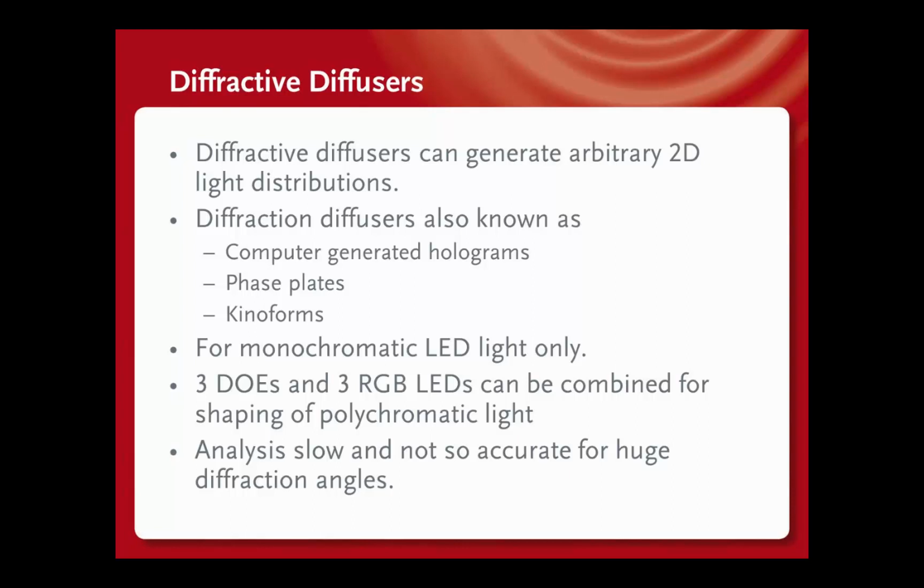Diffractive diffusers are wavelength sensitive, so they are just good for monochromatic LED light. If you like to generate polychromatic light distributions, it is recommended to use red, green, and blue LEDs and to design 3 DOEs, one for every LED, so that you have the best diffraction efficiency and the best quality. But we also have to take into account that for high NA applications, that means if you need diffusers with very huge diffraction angles, the analysis and design of these diffusers can be slow and probably not so accurate.